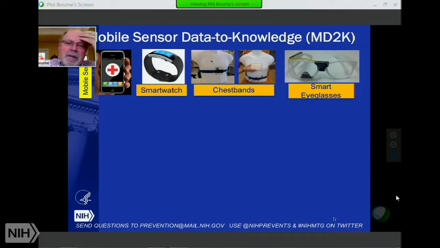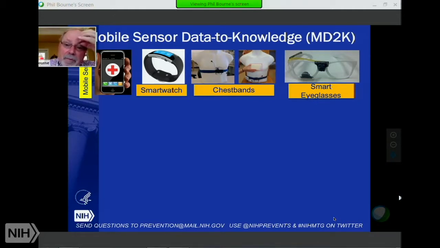They're not only using existing sensors, but they're also developing sensors themselves, for example, in smart glasses to look at pupil dilation and so on, and chest monitors and so on. Again, a lot of these kinds of developments are very formative.